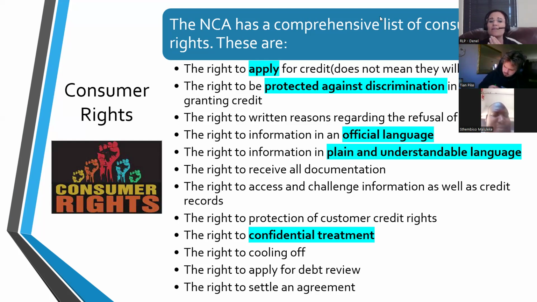The second one says the right to be protected against discrimination in respect of granting credit. So tomorrow they'll give you a scenario where they say Mr. Peter's application was declined due to his age. And then you have to identify that's discrimination, because the only reason they are allowed to decline your application will be purely based on your credit profile, not your age, your gender, your race, or anything like that.